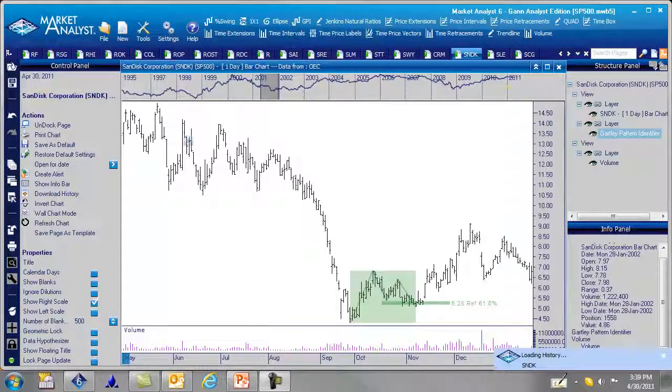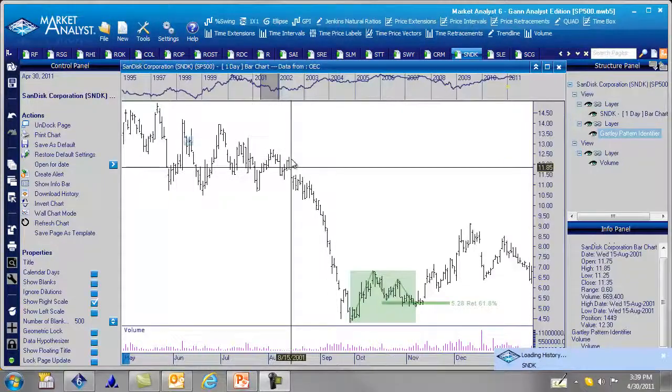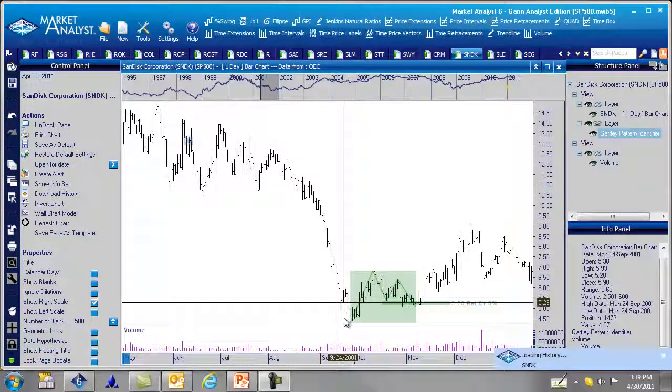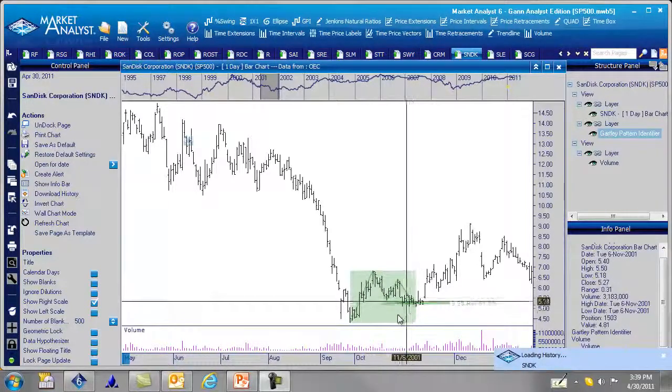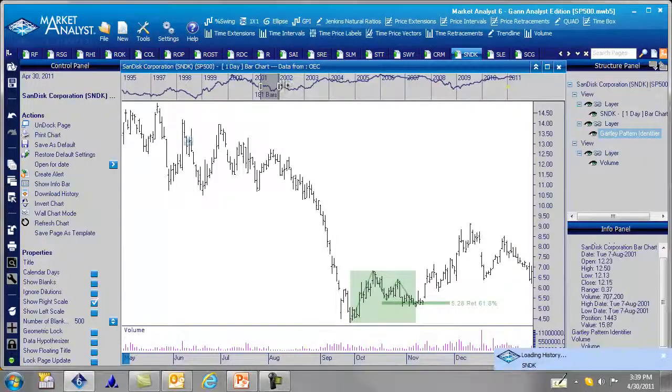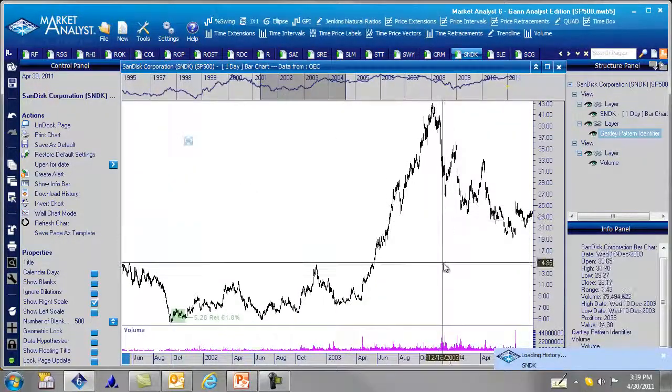Here's a daily chart of SanDisk. Look at this. There's the WX, and then the XA, AB, BC, CD. This is a TRG 618, and it moves up nicely from there. Really nice. Let's look for another one.